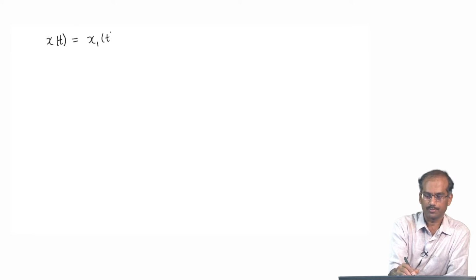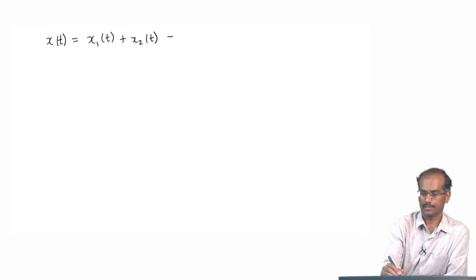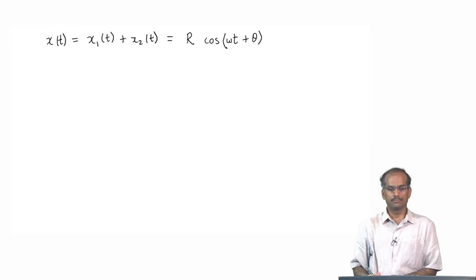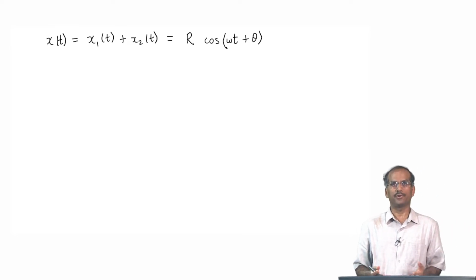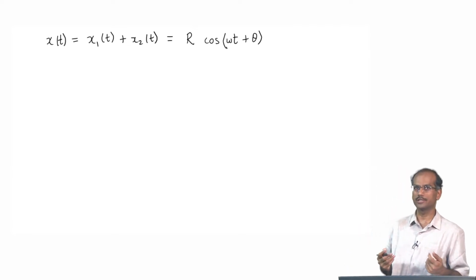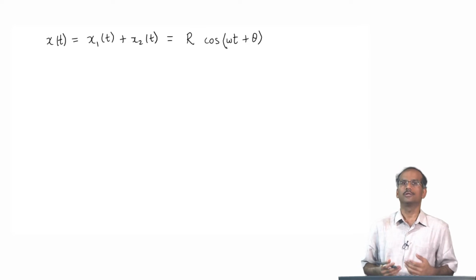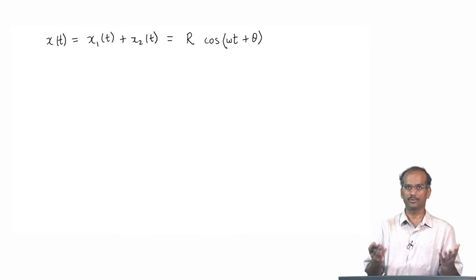So, now I have the following result. x1 of t is a combination of two displacements of the two oscillators, and that is simply equal to r cos(omega t plus theta). So, what we have obtained is what we were expecting, namely that when I combine two oscillations I will get another oscillation. The solution is indeed oscillatory, the phase here is theta and the amplitude here is r.